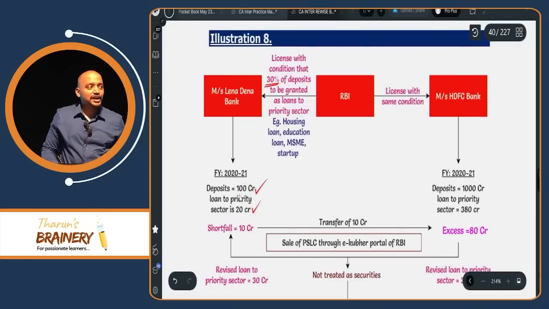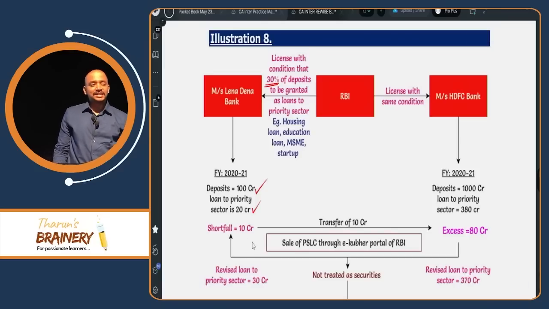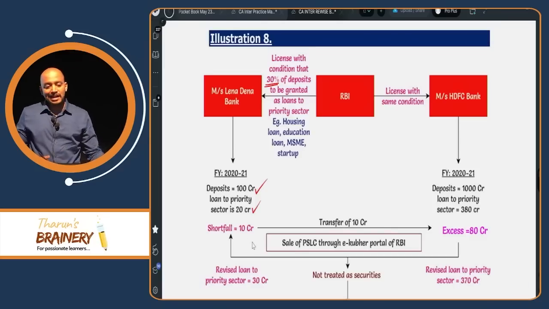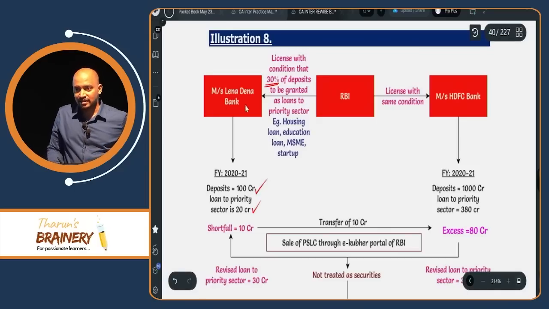30%. 30% of 100 crores is how much? 30 crores. But how much did they give as loan to the priority sector? Only 20 crores. So what is the shortfall? 10 crores. If they do not give this 10 crores of loan, the license of this Lena Dena Bank will be cancelled.